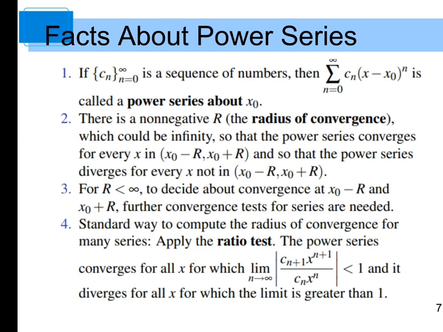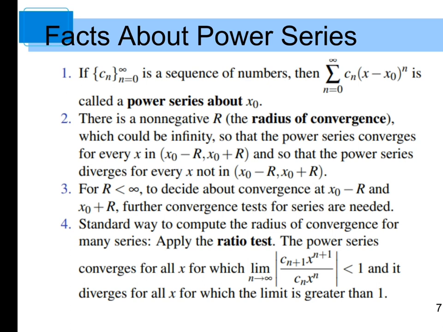Facts about power series. If c sub n, n equal to 0 to infinity, is a sequence of numbers, then the summation of n equal to 0 to infinity of c sub n times x minus x sub 0 raised to n is called a power series about x sub 0.